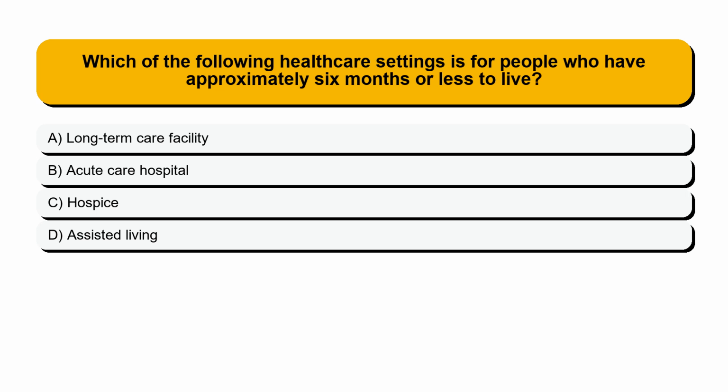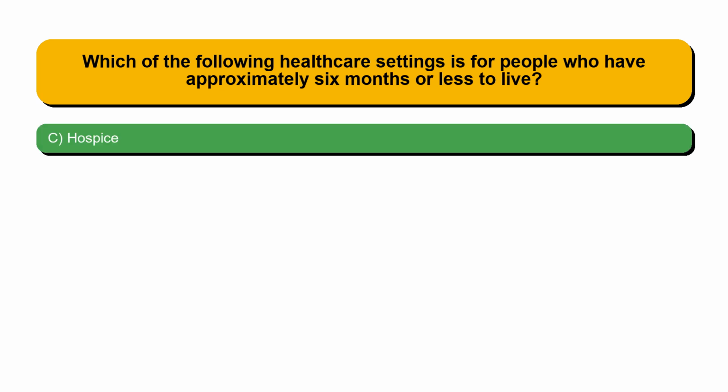Question 51. Which of the following healthcare settings is for people who have approximately 6 months or less to live? Option A, long-term care facility. Option B, acute care hospital. Option C, hospice. Option D, assisted living. The correct answer is option C, hospice.